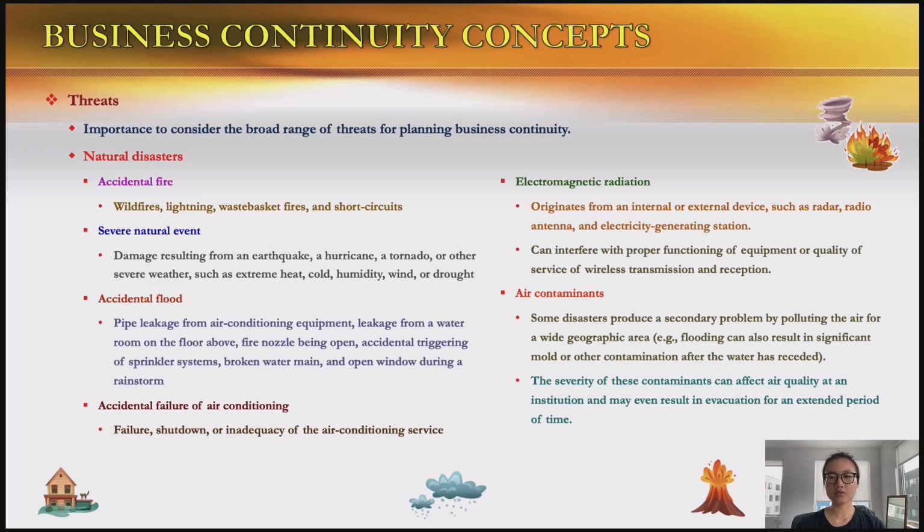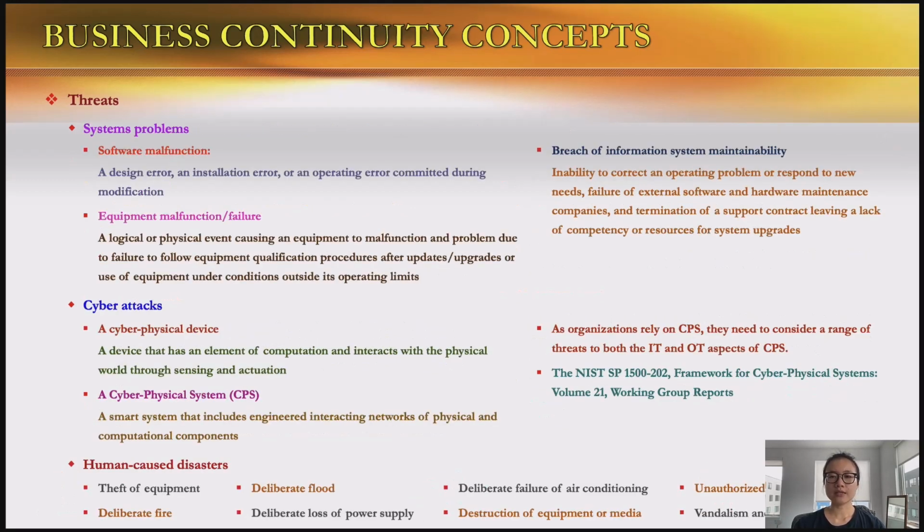Threats in the natural disaster category include accidental fire, severe natural event, accidental flood, accidental failure of air conditioning, electromagnetic radiation, and air contaminants. The second category is system problems. Threats in this category include software malfunction, equipment malfunction or failure, and breach of information system maintainability.